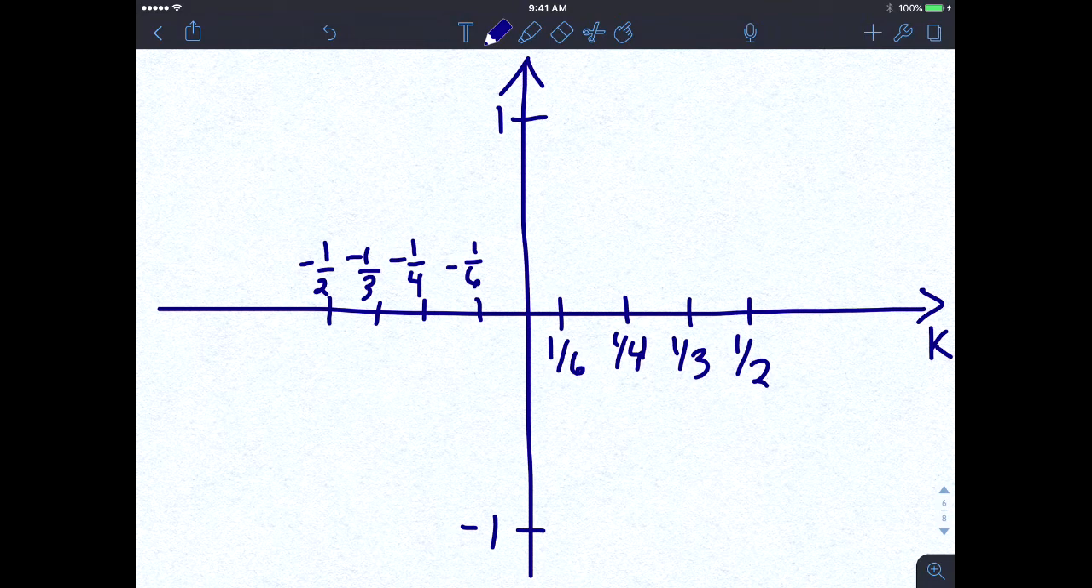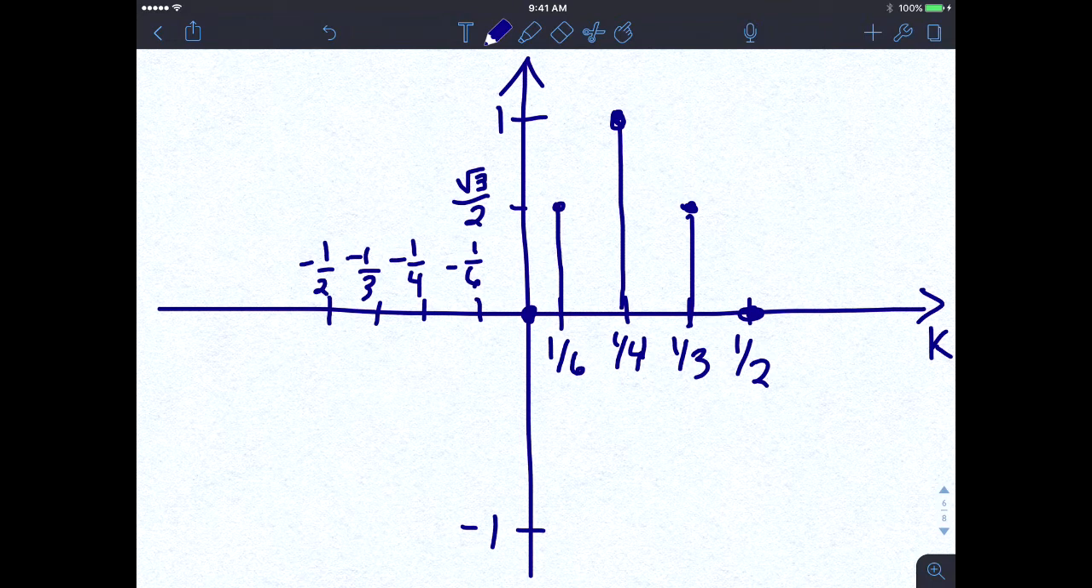So at k equals 0, x of k is going to be 0. And at k equals 1/6, x of k will be the square root of 3 over 2. And at k equals 1/4, it's going to shoot up to 1. At k equals 1/3, it will be the square root of 3 over 2 again. And then at 1/2, it will be 0 again.